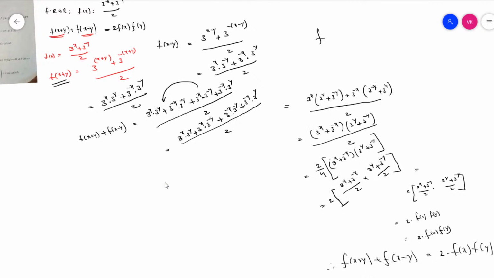The next question is given that f maps R to R is defined as f of x is equal to 4 power of x by 4 power of x plus 2. Then prove that f of 1 minus x is equal to 1 minus f of x, and find the value of f of 1 by 4 plus 2 of f of 1 by 2 plus f of 3 by 4. Okay, I will do only the proof, and I hope you will practice the answer.